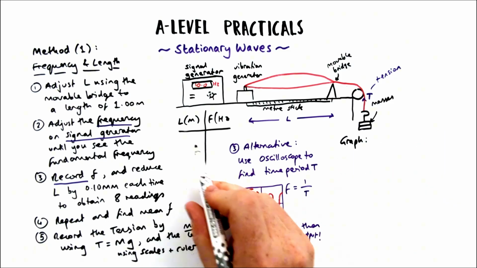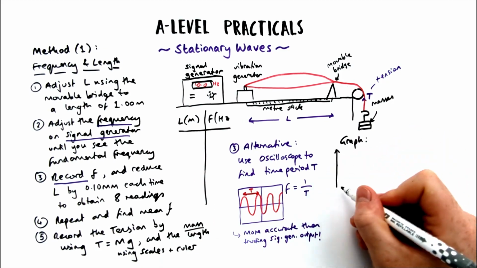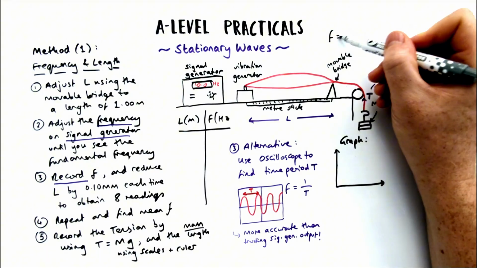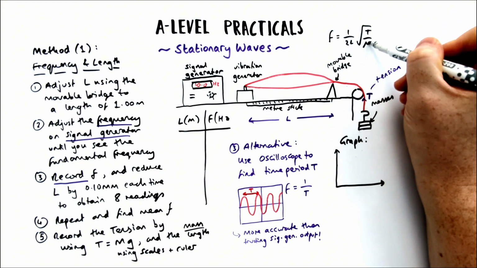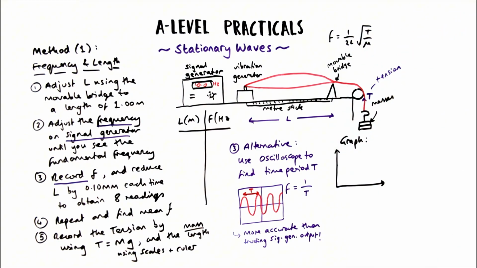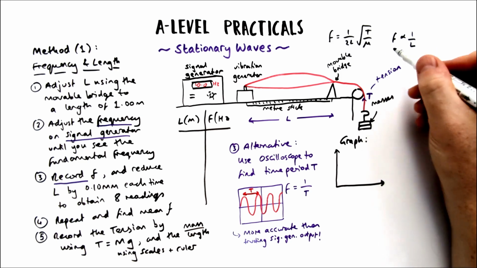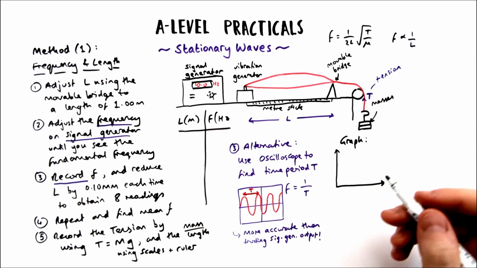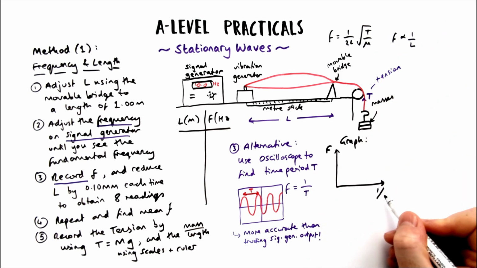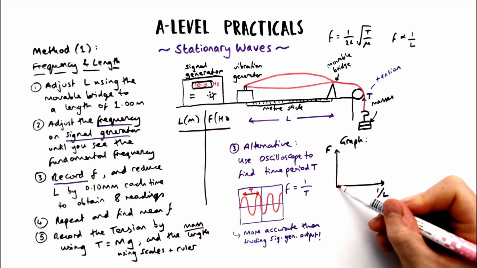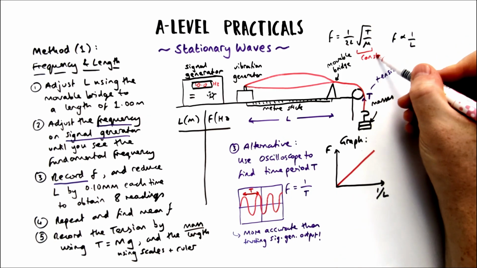So let's look at the analysis for this practical. Let's say you've got a bunch of readings for different lengths and their fundamental frequency. Using the equation as we looked at earlier for fundamental frequency, we can see that if tension and mass per unit length are constant, as they are here, then the frequency is going to be inversely proportional to the length. So if we plot a graph, instead of just doing frequency and length and finding out it's inversely proportional, we're going to use the gradient in this practical.